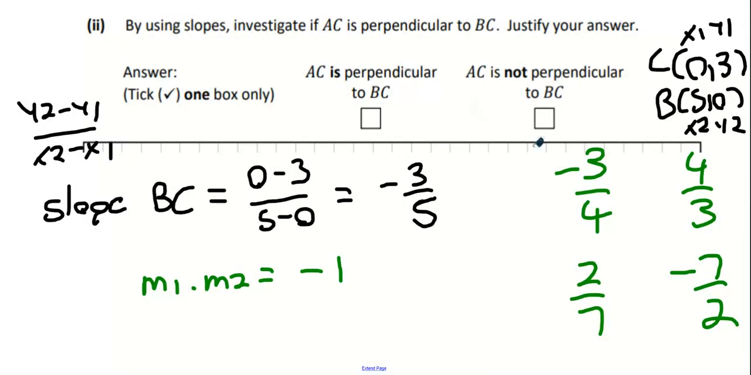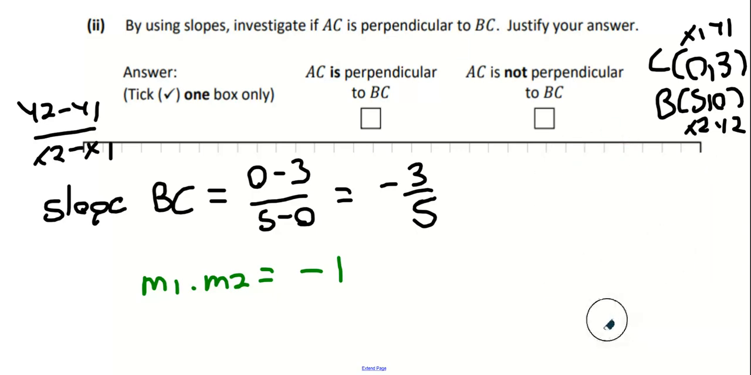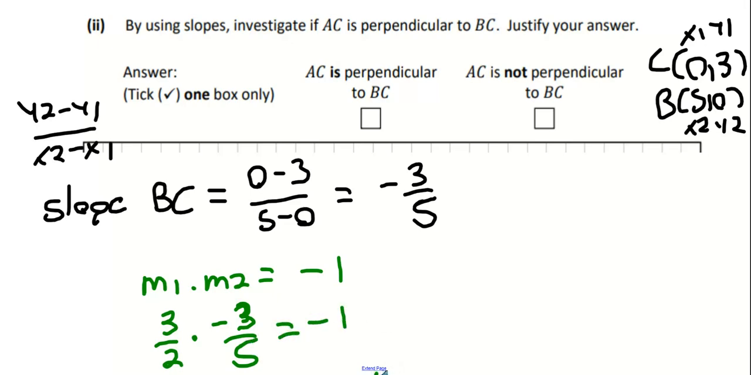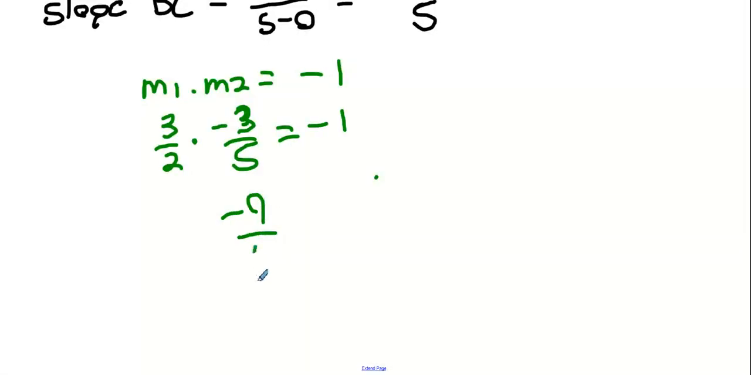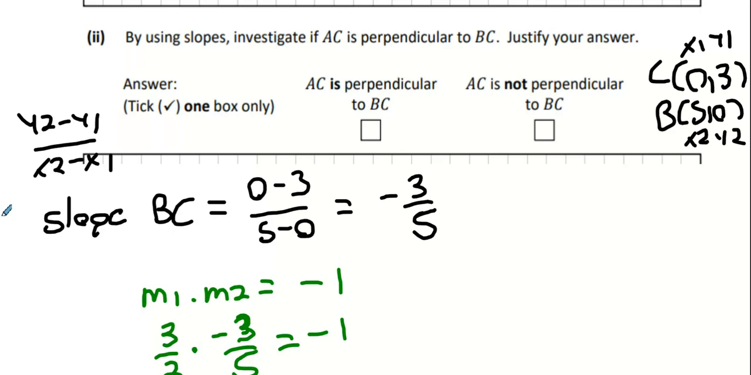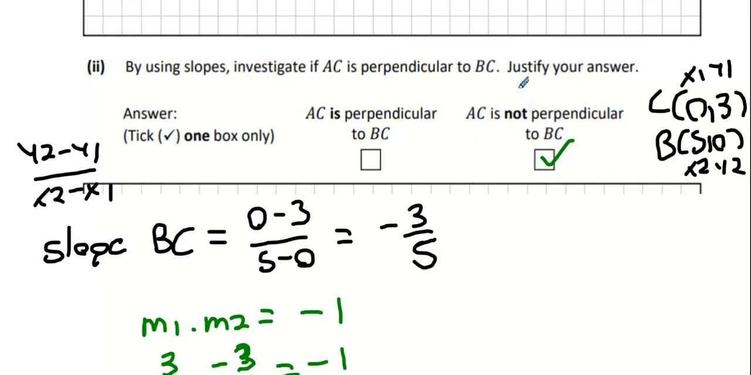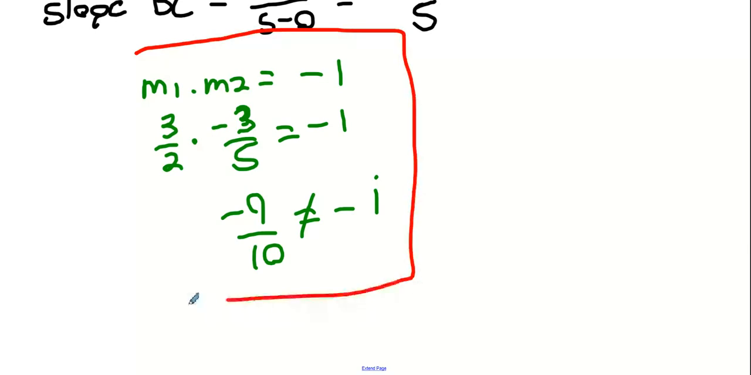Okay. Now, long story short, we're going to get these two slopes and we're going to multiply them by each other. Okay. So the slope of the first one was 3 over 2. So 3 over 2 multiplied by minus 3 over 5. And we can clearly see that does not equal minus 1. Equals minus 9 over 10. And does not equal minus 1. They're not perpendicular to each other. So we did that. We justified our answer by doing this here. That's the justifying your answer part.